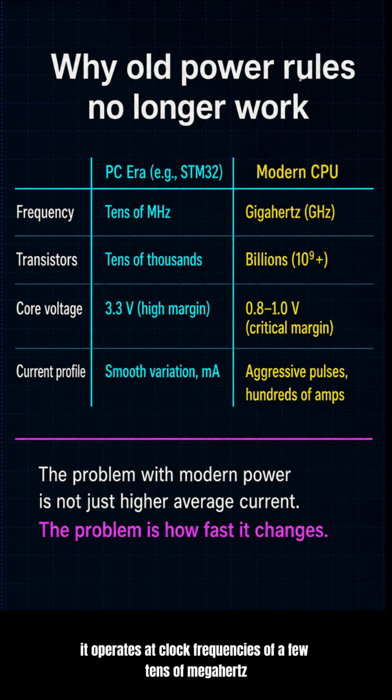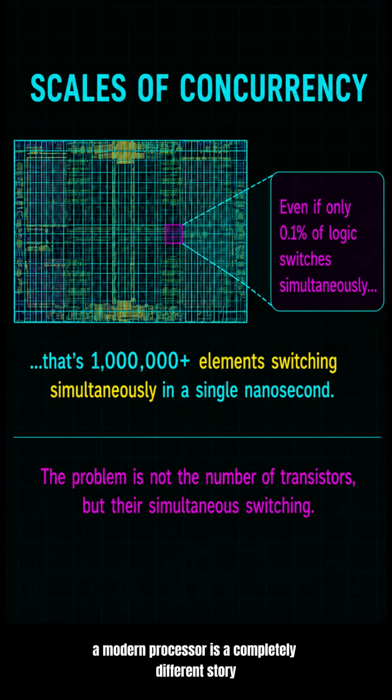It operates at clock frequencies of a few tens of megahertz, contains only tens of thousands of transistors, and its current consumption changes relatively smoothly. As a result, the requirements for its power delivery system are fairly modest. A modern processor is a completely different story.